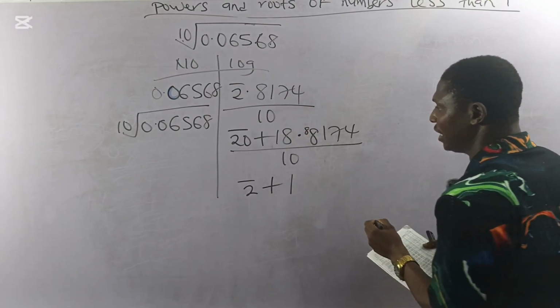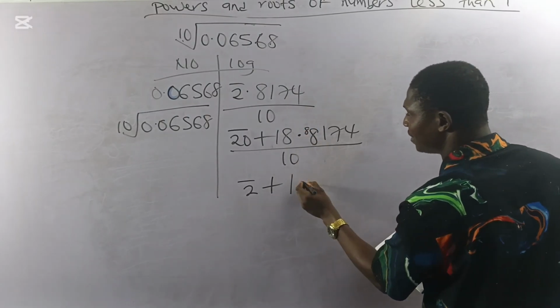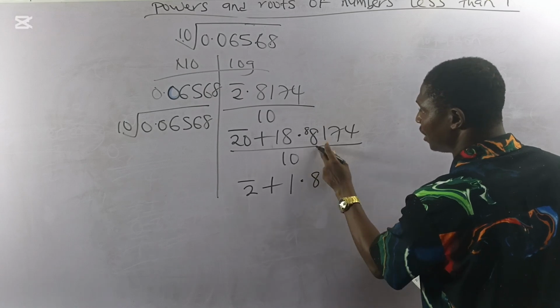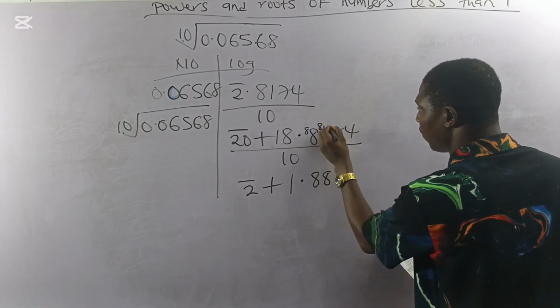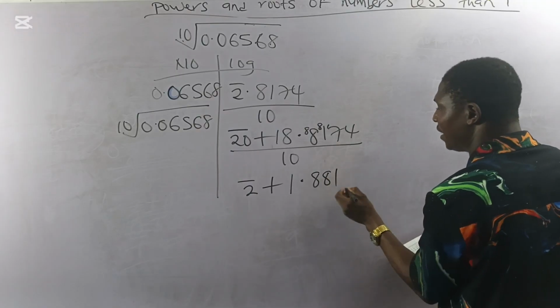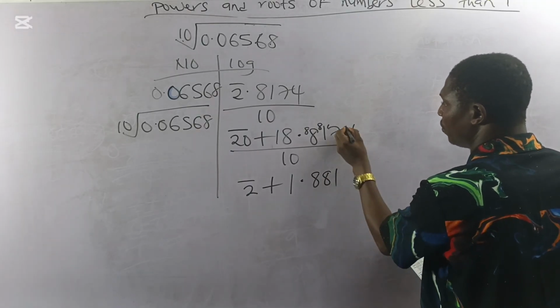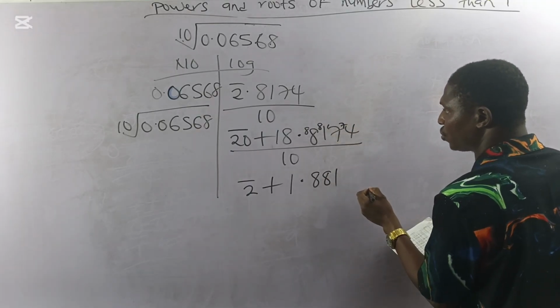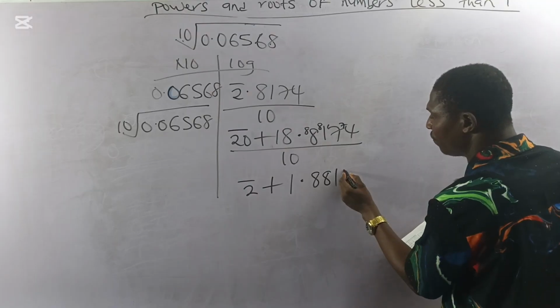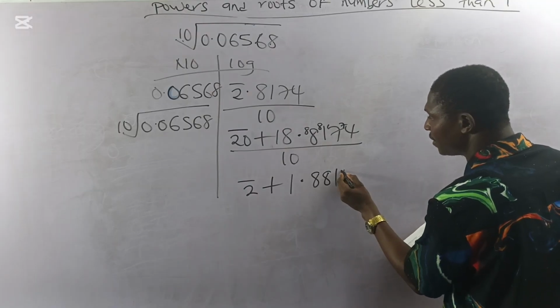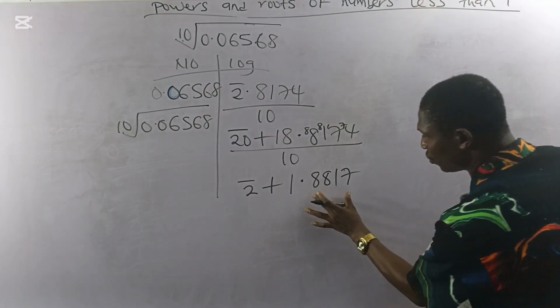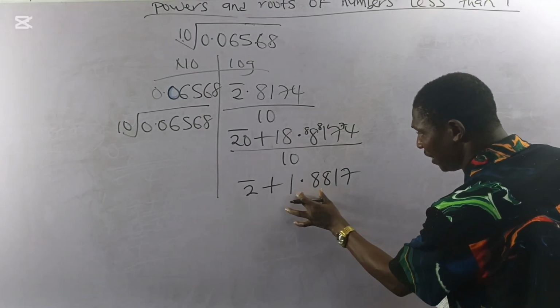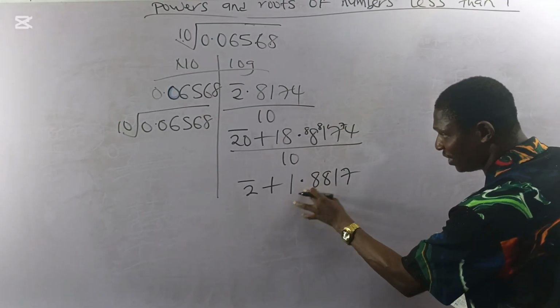Here we have 88. 10 divided into 88 will give me 8, remaining 8. 10 into 81 again will give me 8, remainder 1. Into 17 will give me 1, remainder 7. Into 74 will give me 7. And we end here because it's already 4 decimal places, 4 digits after the decimal.